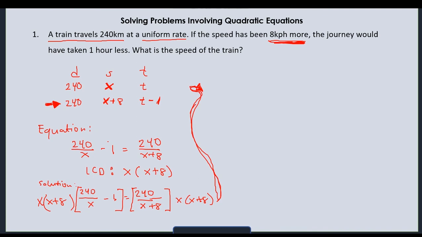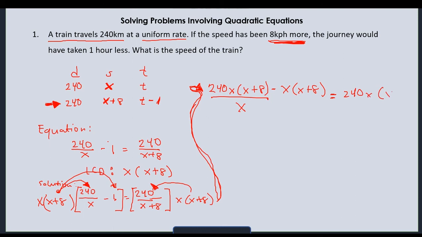Now distribute this LCD to each term. Let's start with the first term. I'm going to have 240 over x times x times x plus 8. And then on the second term, multiply it again, so minus x times x plus 8. Sorry, I forgot the denominator here. I'm going to have x equals, and then multiply the LCD on the right side to the numerator. So this is going to be 240 times x times x plus 8, all over x plus 8.